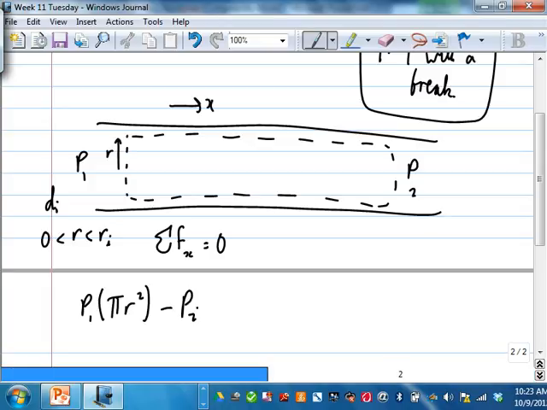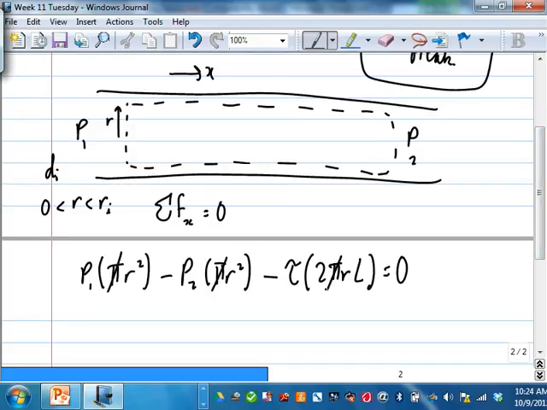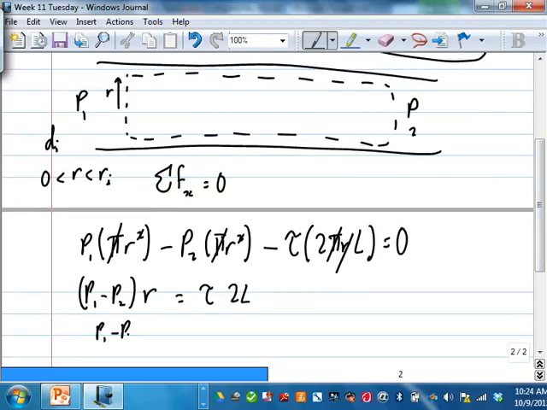P1 minus P2 times pi R squared, minus shear stress times the area, which is 2 pi R times L, equals 0. This is pressure times area, minus this pressure times area, minus the shear stress on the side of that dotted line, shear stress times the area 2 pi R times the length. That's the area on the dotted side. That's equal to 0. So first thing, we can cancel the pi. We can cancel out one R. So you get (P1 minus P2) multiplied by R is equal to shear stress times 2L, or (P1 minus P2) over L is equal to 2 times shear stress over R.